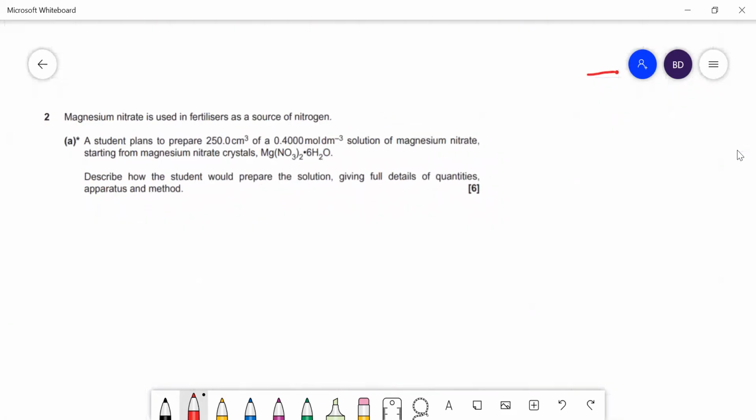Right. Now on to the question about magnesium. Question 2. Magnesium nitrate is used as a fertilizer. The student plans to prepare a solution, 250 centimeters cubed of that concentration, starting from hydrated magnesium nitrate crystals. Describe how the student would prepare the solution, giving full details of quantities, apparatus, and methods. So let's first of all do the calculation bit. What mass of magnesium nitrate is he going to use?